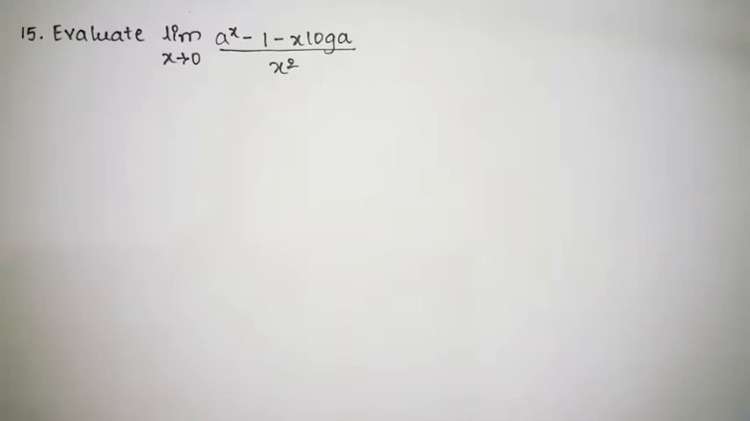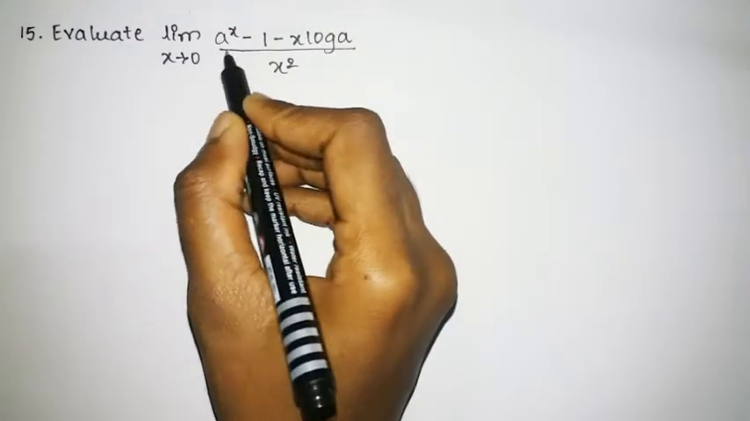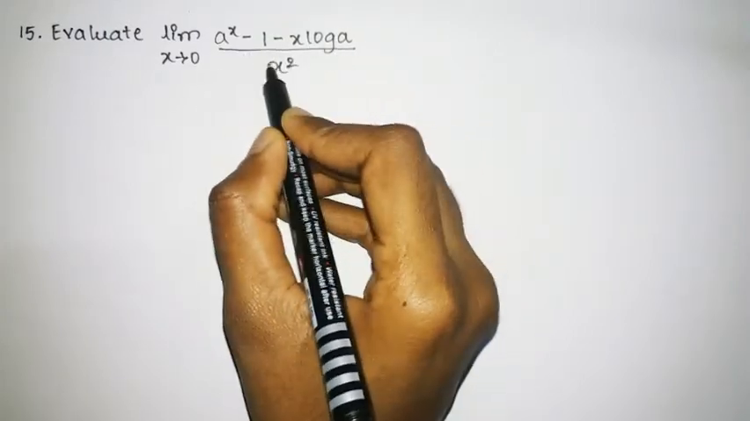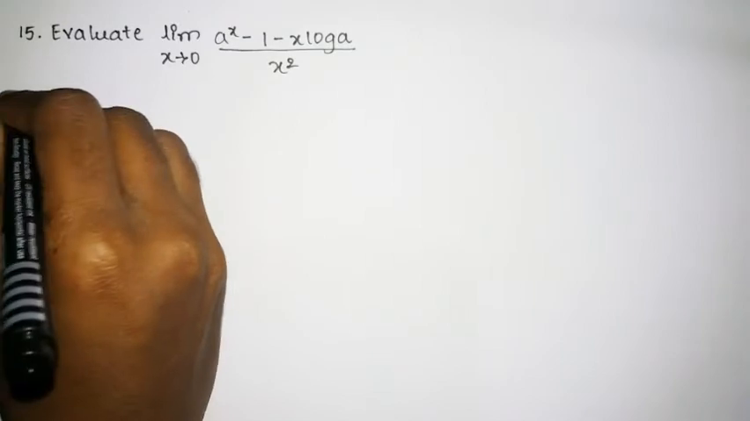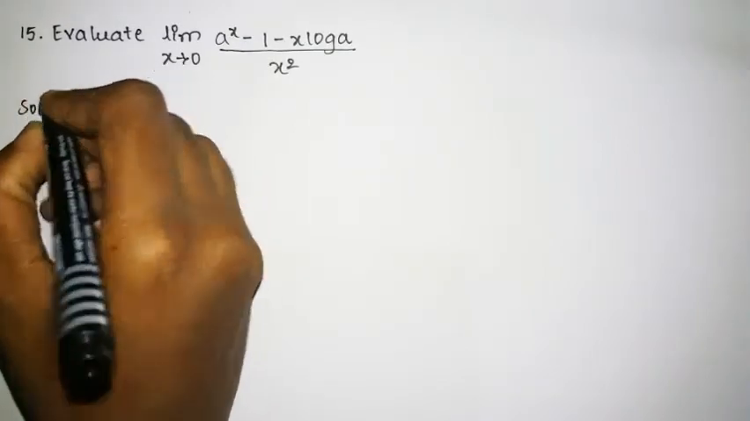Today we shall discuss the next problem using L'Hospital's rule. That is, evaluate limit as x tends to 0, a to the power x minus 1 minus x into log a whole divided by x square. So first we shall solve the equation.